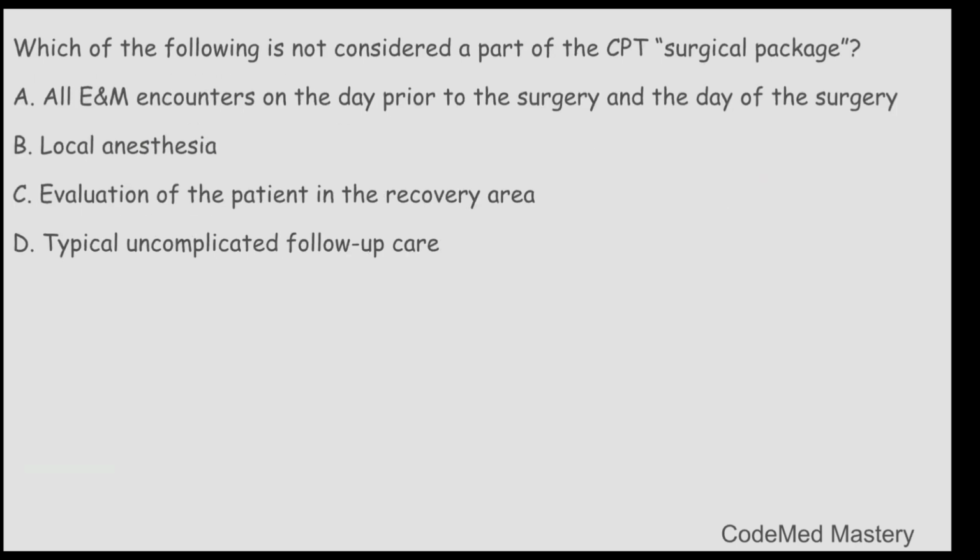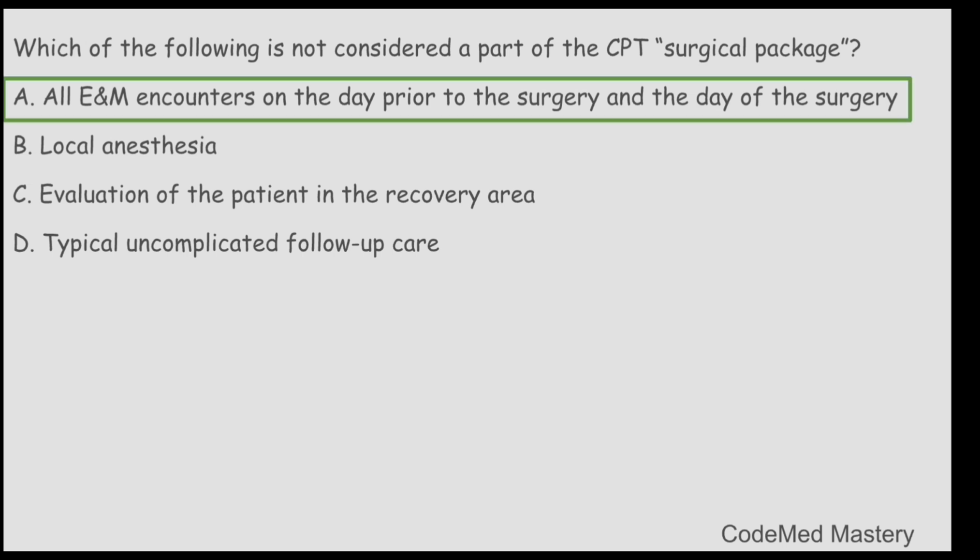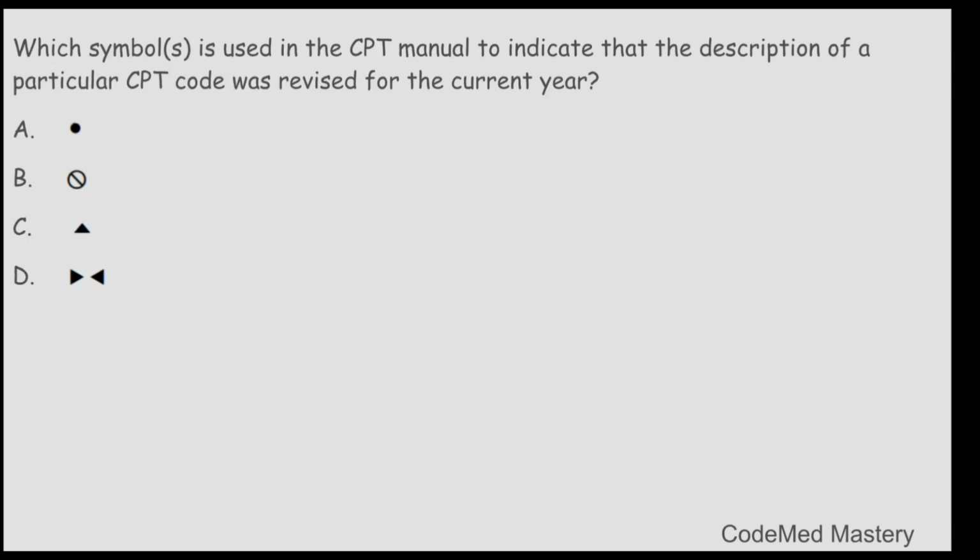Next question. Which of the following is not considered a part of the CPT surgical package? Option A, all E&M encounters on the same day prior to the surgery and the day of the surgery. Option B, local anesthesia. Option C, evaluation of the patient in the recovery area. Option D, typical uncomplicated follow-up care. And the right answer is option A, all E&M encounters on the day prior to the surgery and the day of the surgery.